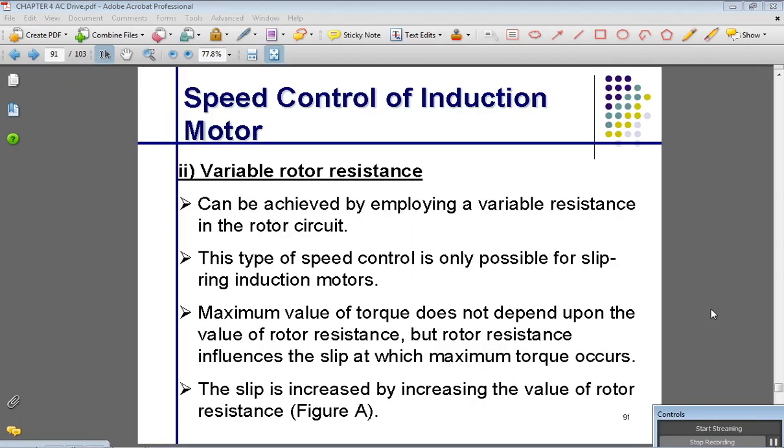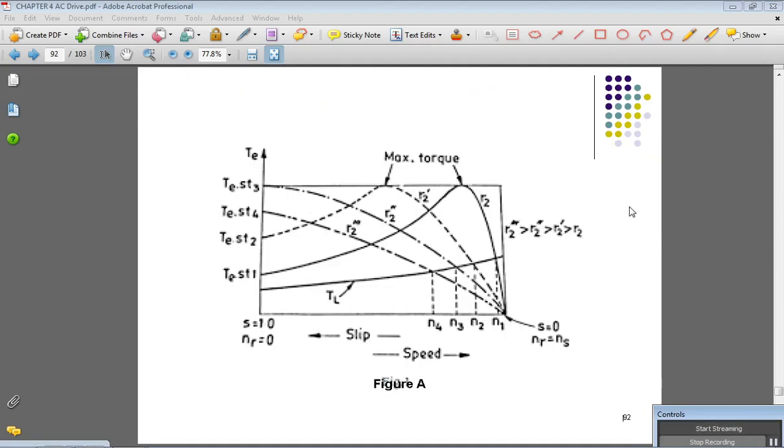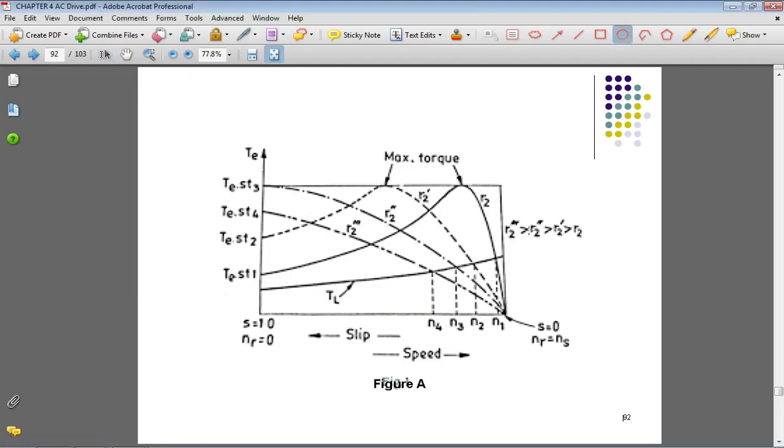The slip is increased by increasing the value of rotor resistance as seen in figure A. In this figure, R2 triple prime is the largest value of the rotor resistance. The more the maximum torque occurs towards the left side, the higher the value of slip will be. Also, you can see this based on the intersection with the load torque curve.